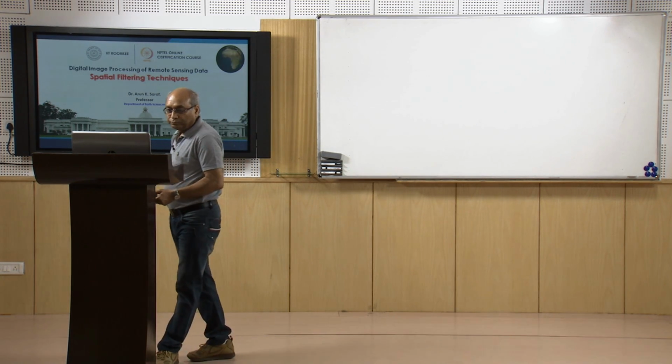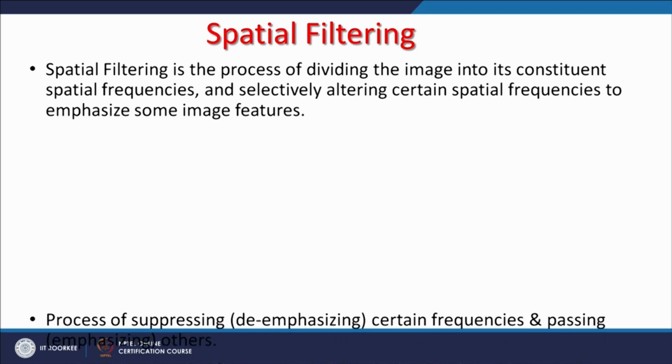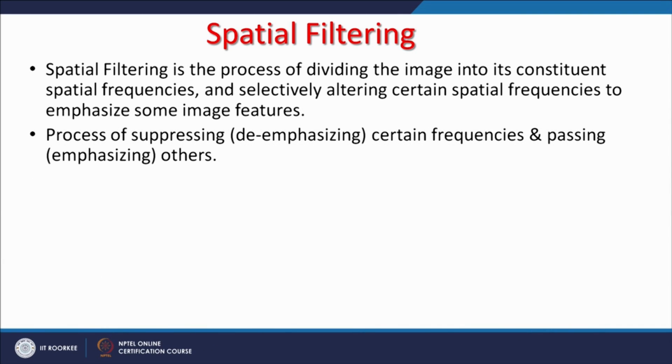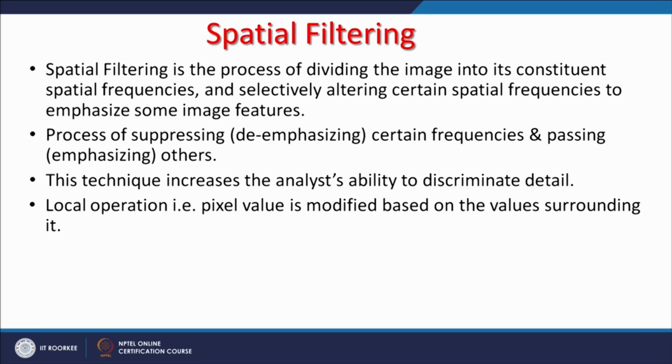That we will see here. In spatial filtering, the process divides the image into constituents of spatial frequencies and selectively alters certain spatial frequencies to emphasize some image features. This process of suppressing, that is de-emphasizing, certain frequencies and passing certain frequencies increases the analyst's ability to discriminate details. Ultimately, we are trying to improve the image quality for better interpretation for all techniques.